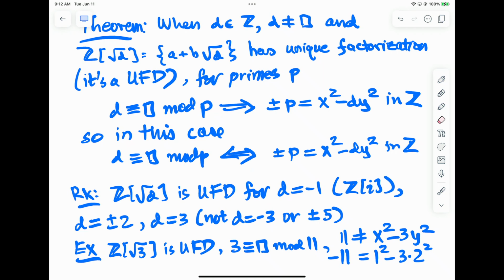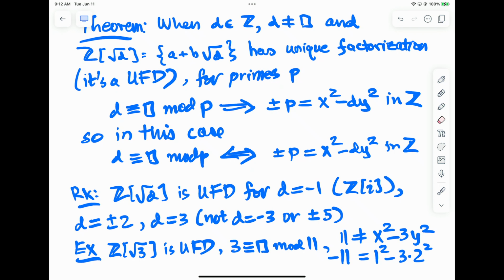Okay, so I want to talk about where this comes from. So I want to prove this theorem. Well, how do you go from a congruence condition, if d is a square mod p, to writing plus or minus p, one of them at least, in this form?